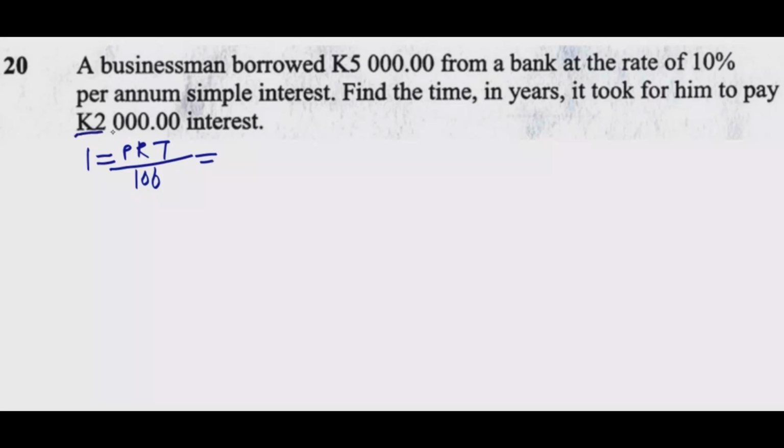So simple interest, we are told, is 2,000 kwacha. So we write 2,000 kwacha is equal to principal, the money he borrowed, that is 5,000 kwacha. Then the rate of interest, that is 10%, so we say times 10. Then for how long, we don't know, that's what we want to find. So we say times time, the whole of that over 100.